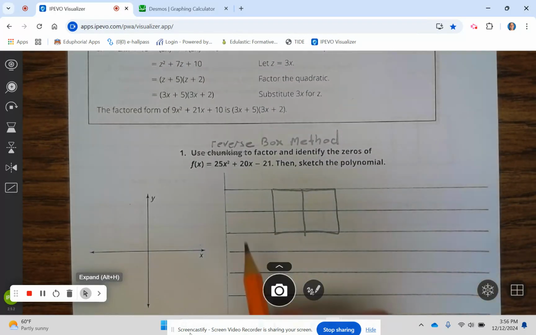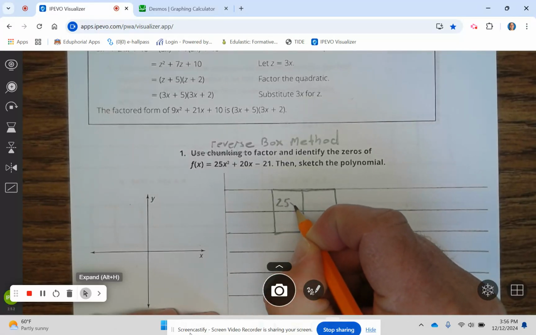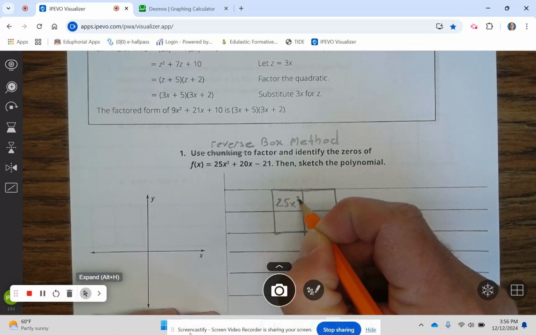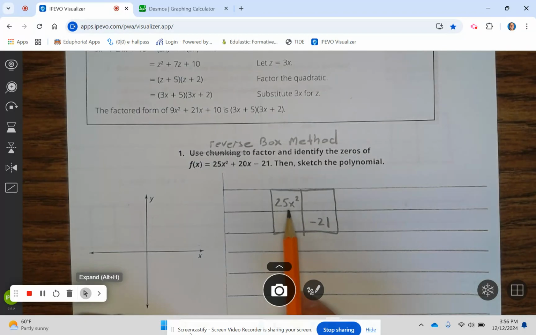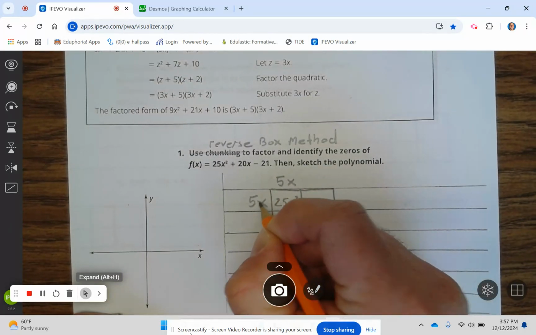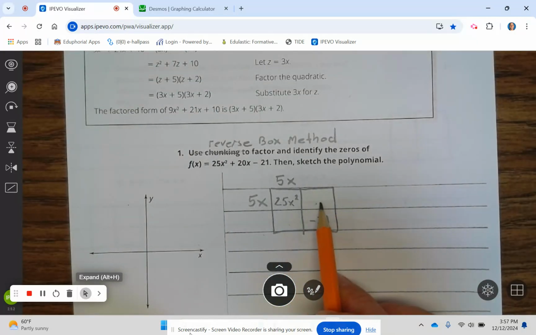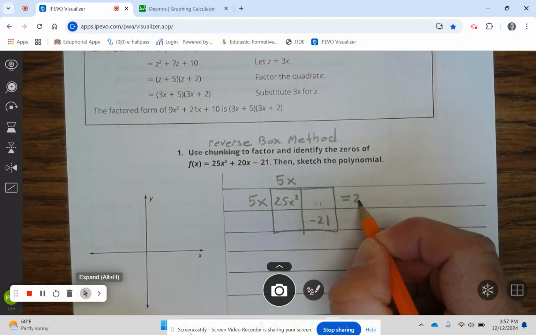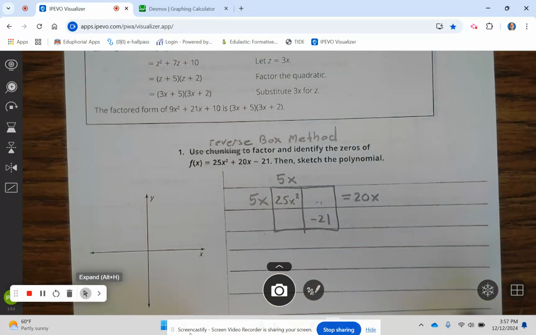Okay, so first term, last term. Now we need to figure out what multiplies to give you 25x squared. Well, the answer to that is 5x and 5x. Okay, now we need to figure out all the numbers that multiply to give us negative 21. And then when we find them, these need to combine to be 20x. Okay, since the middle number is positive, the bigger number is going to be positive.